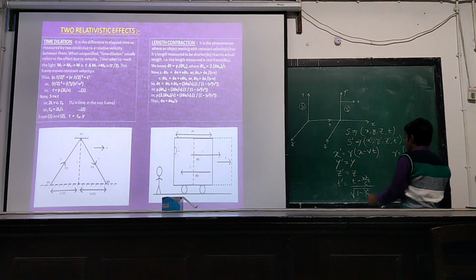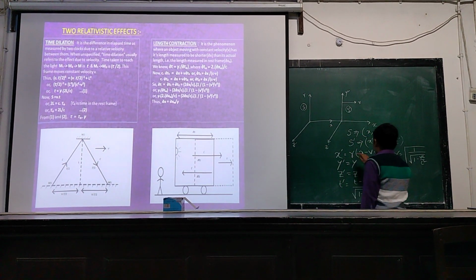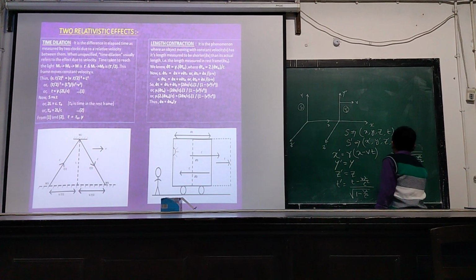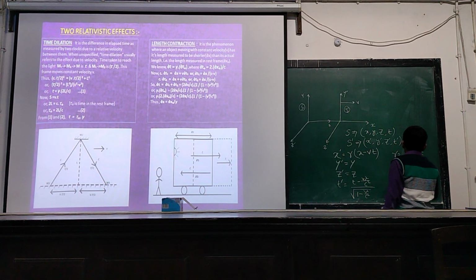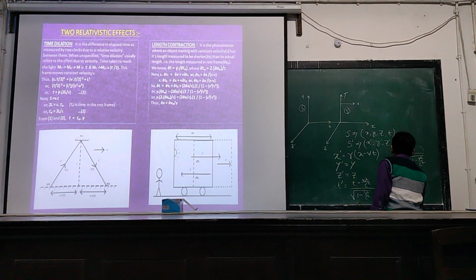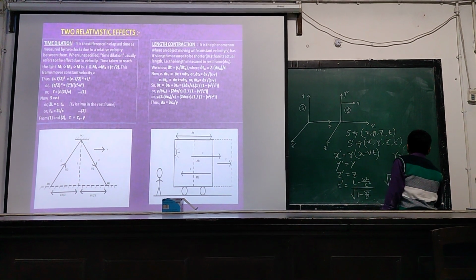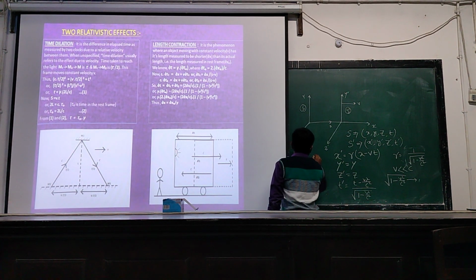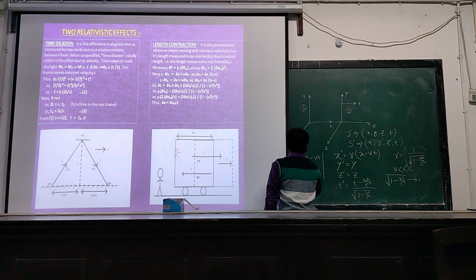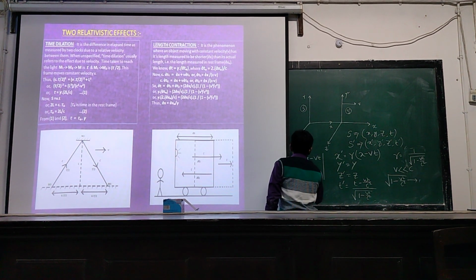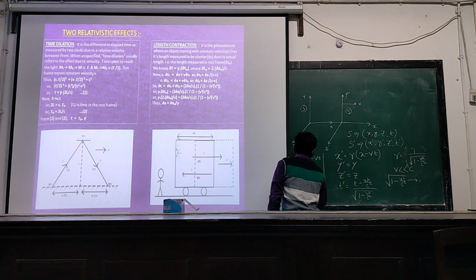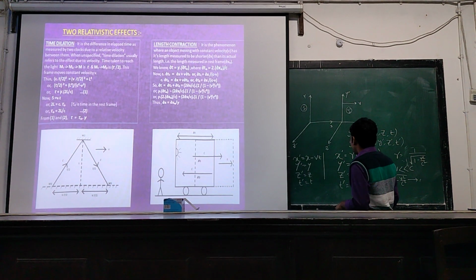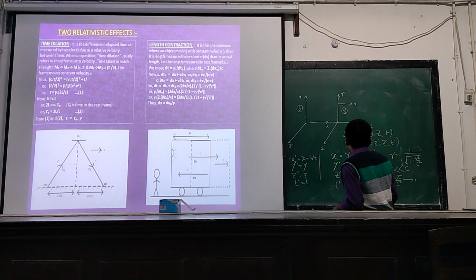We all know that this is the Lorentz transformation, and gamma is 1 by root of 1 minus v squared by c squared. When v is much smaller than c, root of 1 minus v squared by c squared tends to 1, and the equations become x' is equal to x minus vt, y' is equal to y, z' is equal to z, and t' is equal to t. This is the Galilean transformation. So from this we get that the Galilean transformation is a special case of the Lorentz transformation.